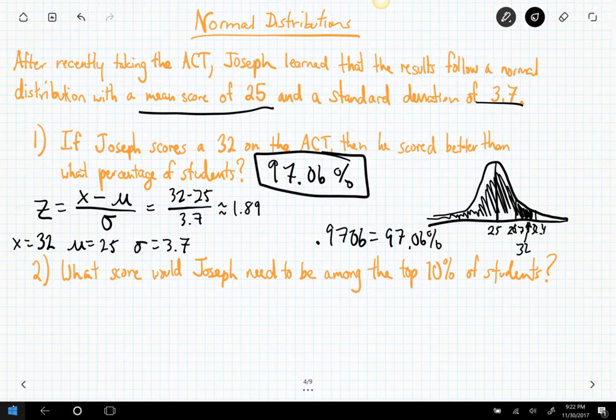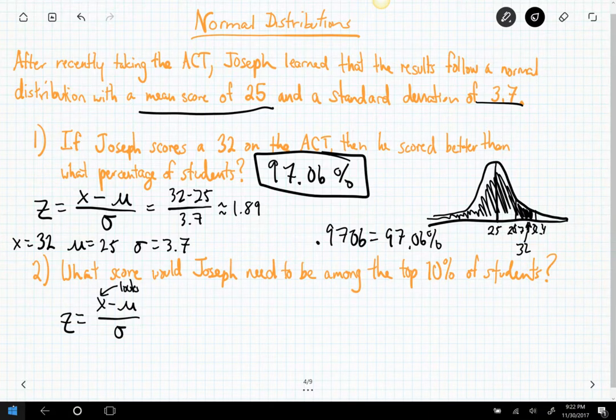So now in the other scenario, what score would Joseph need to be among the top 10% of students? Notice, we want to use z equals x minus mu divided by sigma, but we want to use it in a different way. We're looking for the score. So we're looking for the x value. So we need to find z, which we'll do in a second, but on the other side we have x minus mu, which has not changed, that's still 25. And then sigma, that's 3.7.